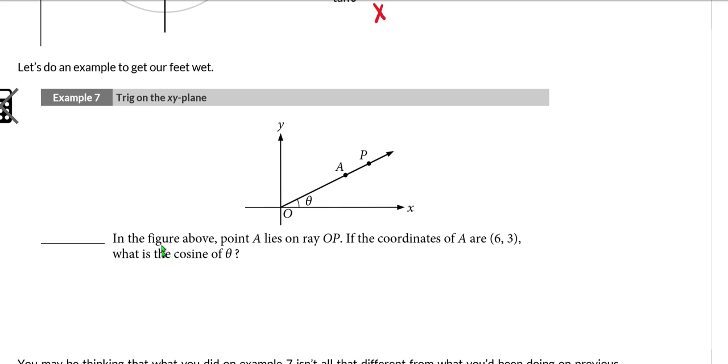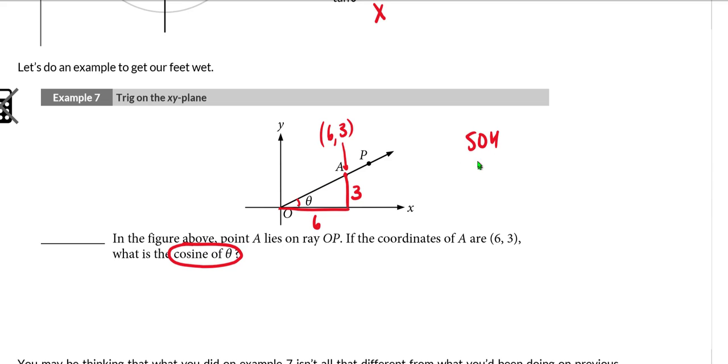So in example 7, we are told that point A lies on ray OP. I see ray OP there, great. If the coordinates of A are 6, 3, what is the cosine of theta? Okay, so the coordinates of point A are 6, 3. What does that mean? That means that this distance here and this distance here are known. They are a 6 and they are a 3. We want the cosine of angle theta.